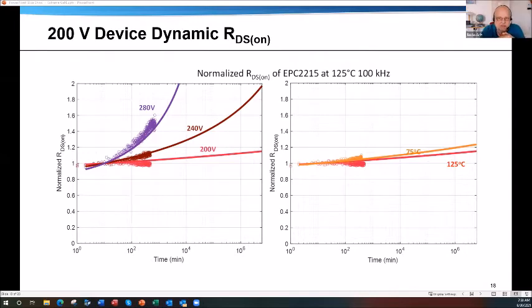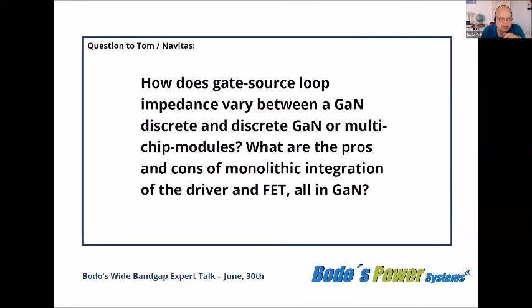Thank you, Alex. A question to Tom. How does gate source loop impedance vary between a discrete GaN and multi-chip modules? What are the pros and cons of monolithic integration of the driver and FET all in GaN? Hey, that's a great question.